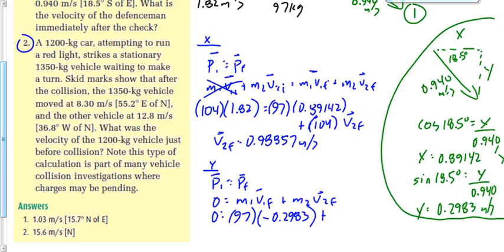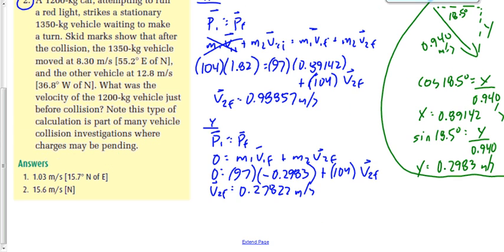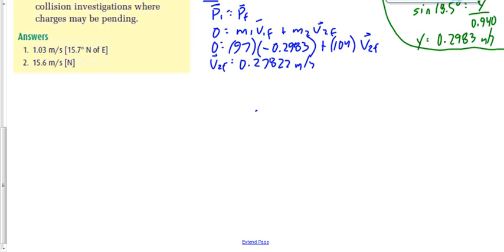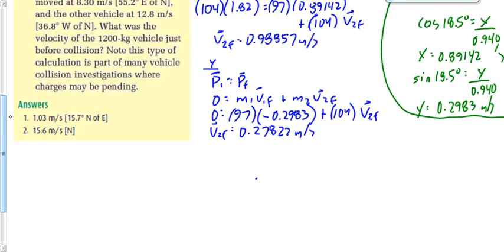Plus M2 is 104. V2F. We'll find that. We get 0.27822. And then, of course, we combine them, right? 0.98857, 0.27822. Solve for V, solve for theta.